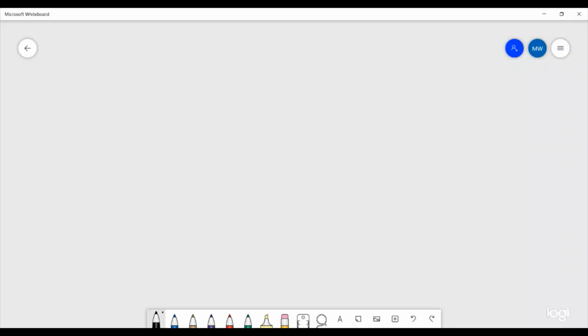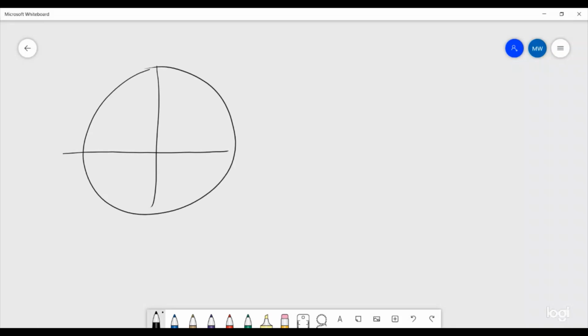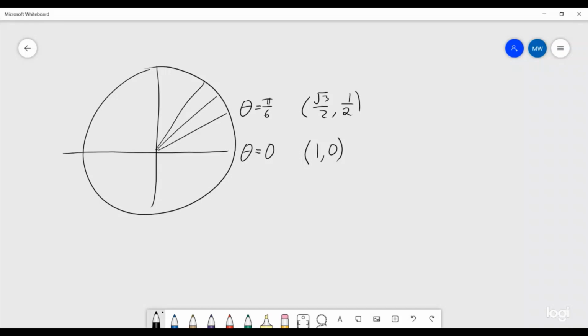Well, I guess first we should probably quickly touch on the unit circle. The unit circle connects with trigonometry. We have a bunch of different angles, and each of these angles has some different values. This one is theta equals 0, and it's the point 1, 0. This next one is theta equals pi sixths, and it's the point root 3 over 2, 1 over 2. We have theta equals pi fourths. This is root 2 over 2, root 2 over 2. We have theta equals pi thirds, and this is the point 1/2, root 3 over 2.